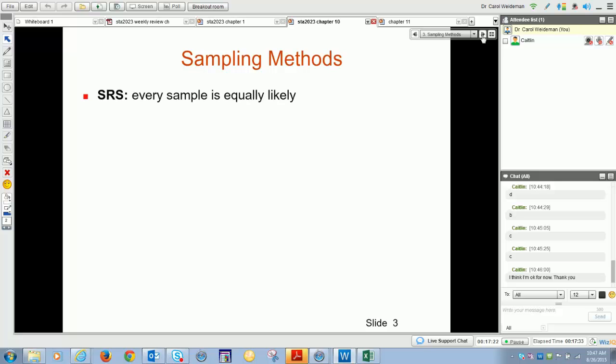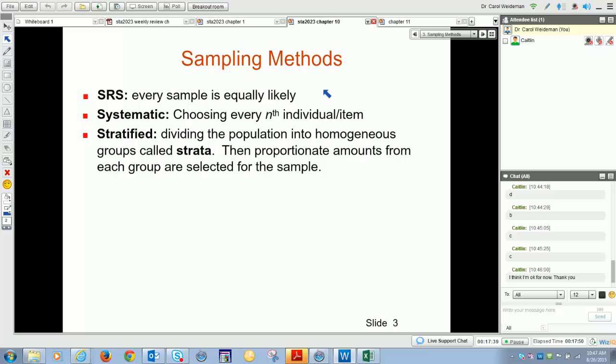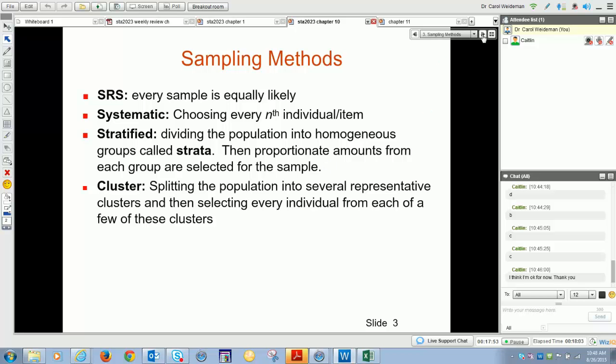So the sampling methods that we use, we have SRS, which is a simple random sample. Every sample is equally likely. We can do a systematic sample where we choose every nth item or individual. We can do stratified, and this is where we divide the population, basically if you think about it, by a categorical variable, usually homogeneous groups, and then we take a proportion, a sample from each of those groups. And then we have cluster sample, where the population is in representative clusters, and then we randomly select a cluster and sample every individual from that cluster.